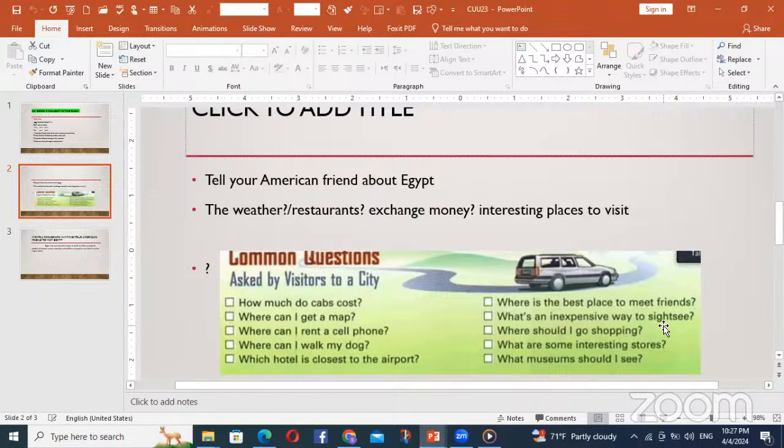To sightsee means to visit important places or wonderful places in the city. Most of the tourists come to visit the pyramids, Cairo Tower and the museums and so on. These are called sightseeing. Shopping, stores, okay, museums. So these are some of the ideas. Okay, let's write the paragraph. 5 minutes. Write your paragraph or sentences.